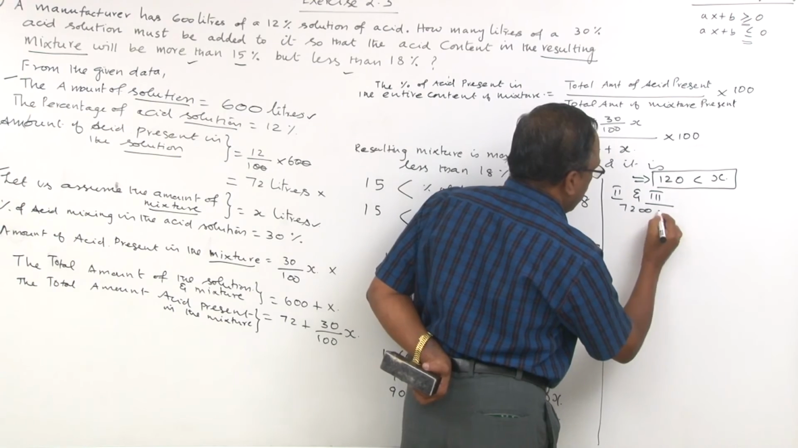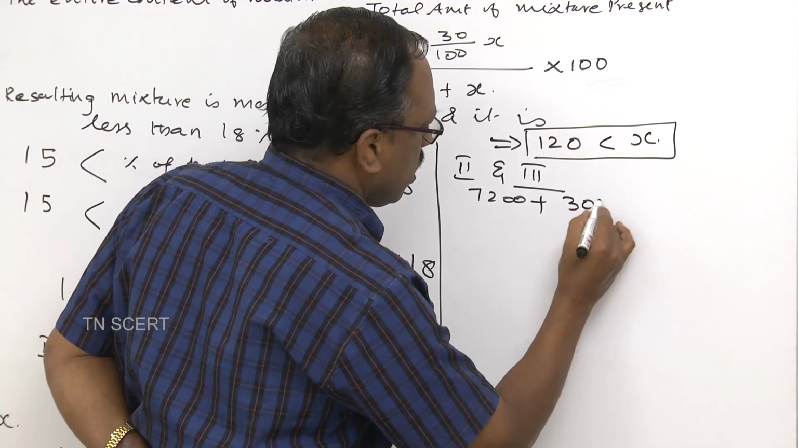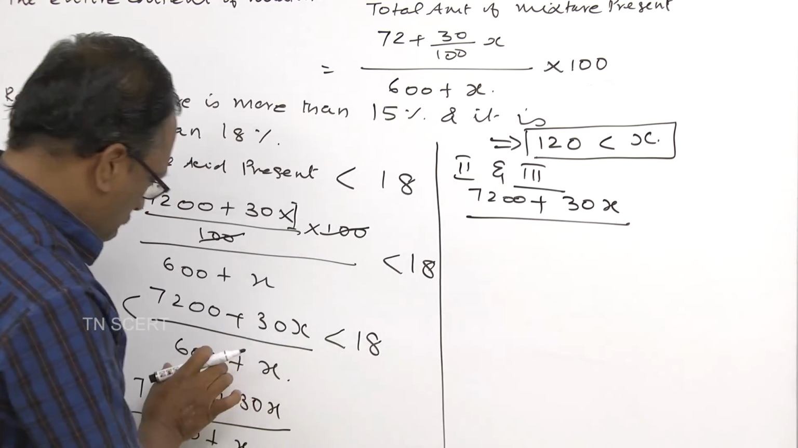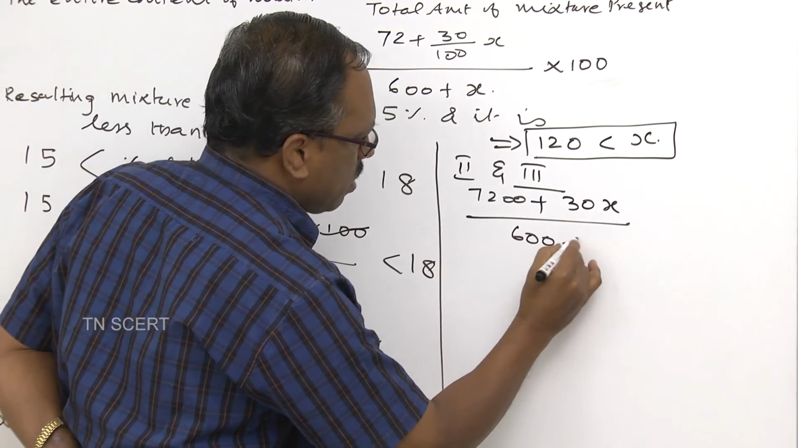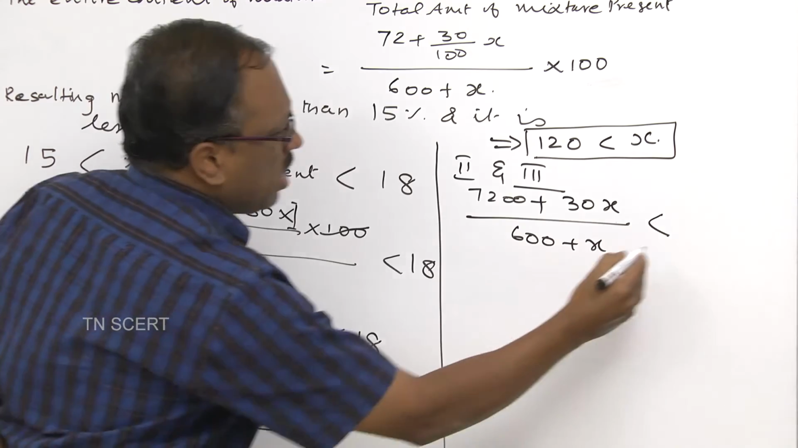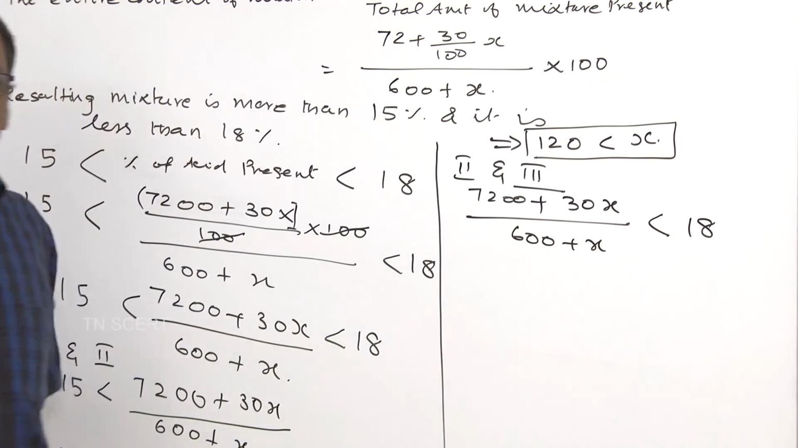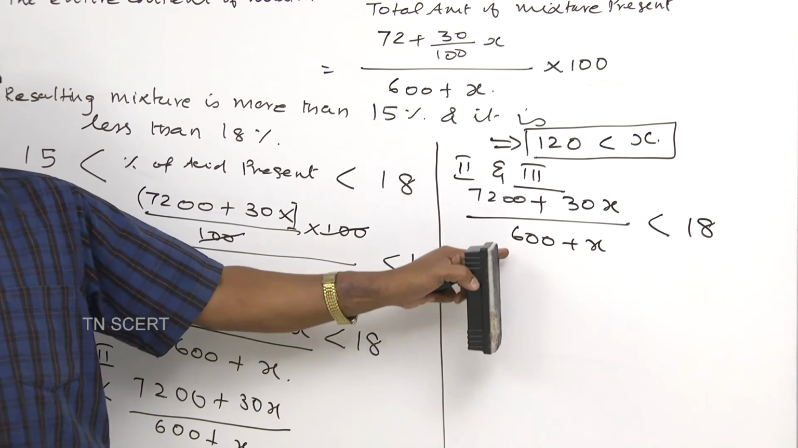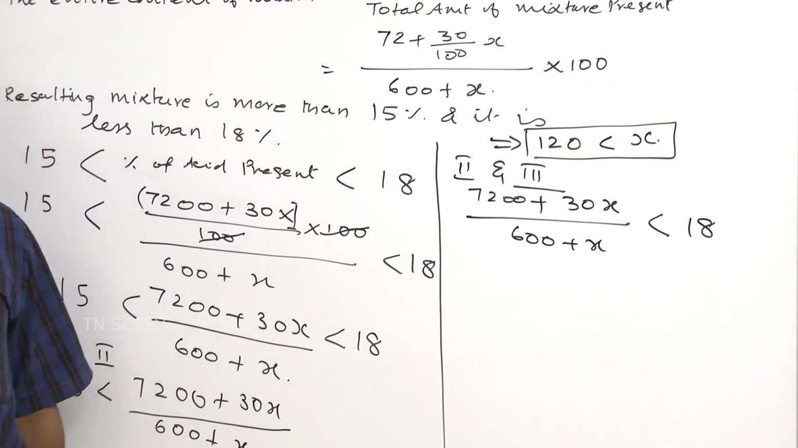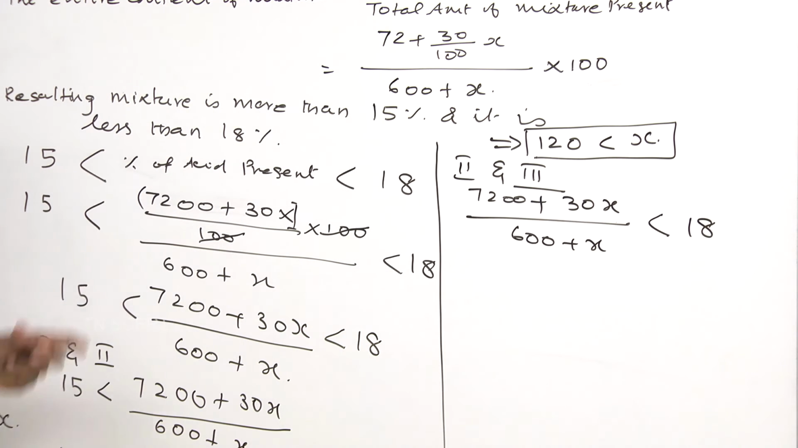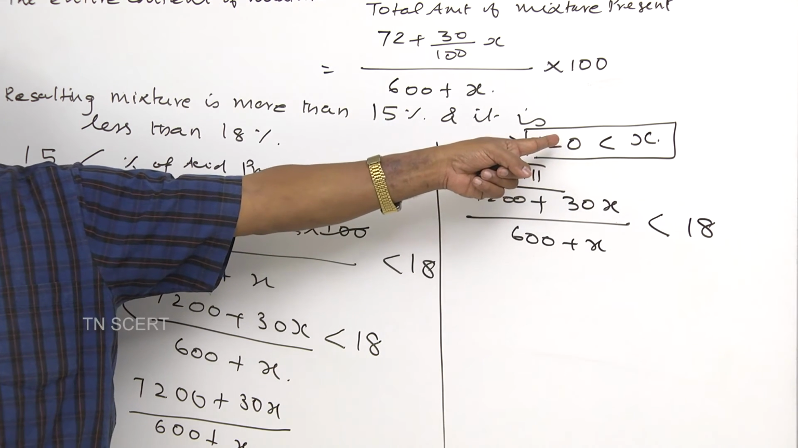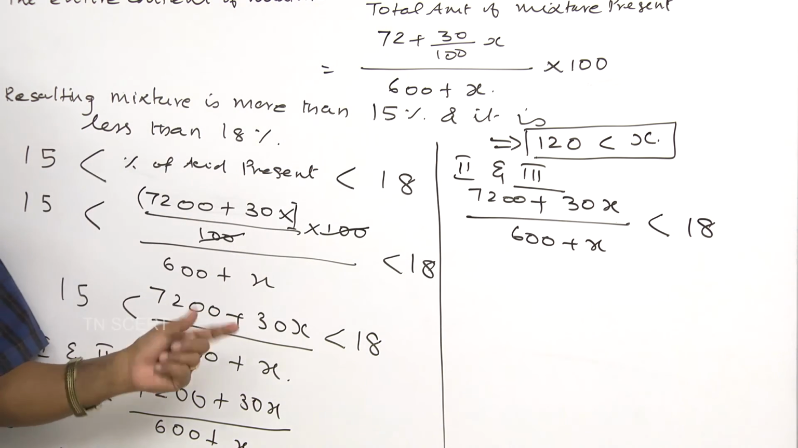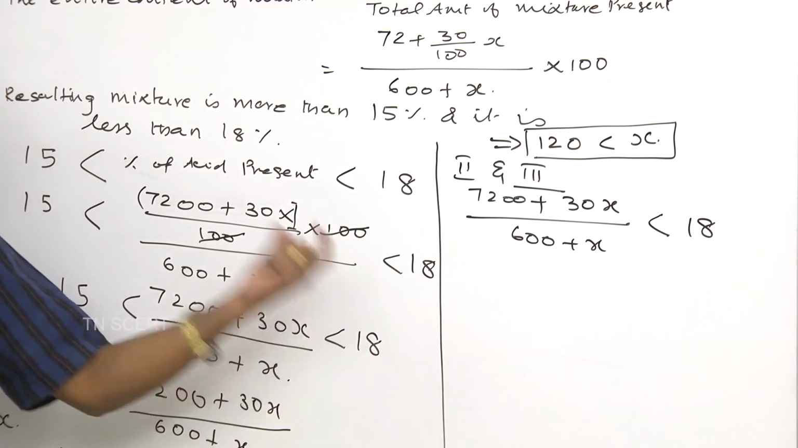7200 plus 30x whole divided by 600 plus x which is less than 18. See here it is 7200 plus 30x by 600 plus x less than 18. By which what we got, first by way of taking into account the first and second, we brought one result. That result is 120 less than x. Next let me take the middle part and then right hand side part.